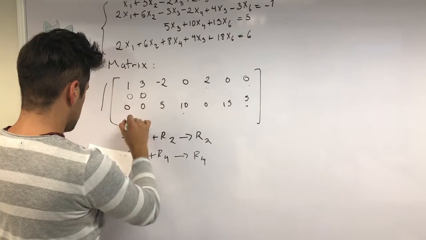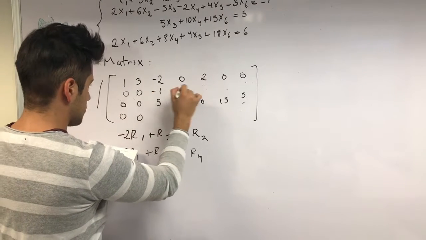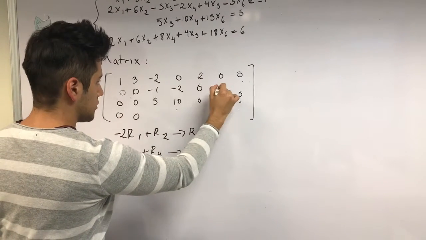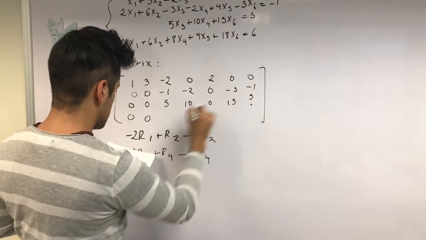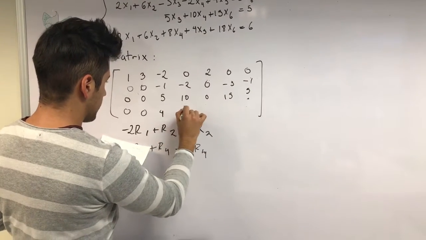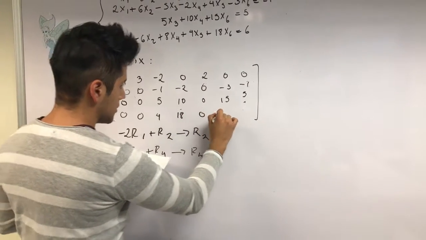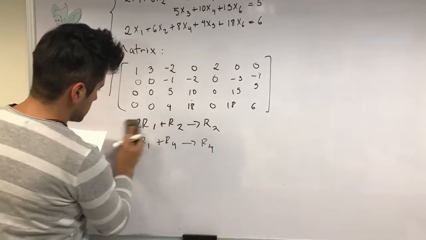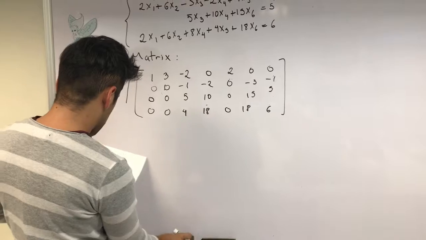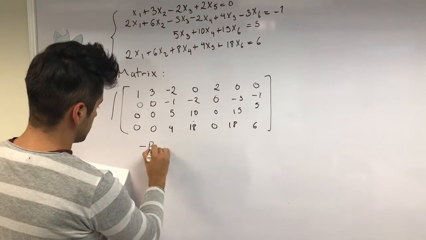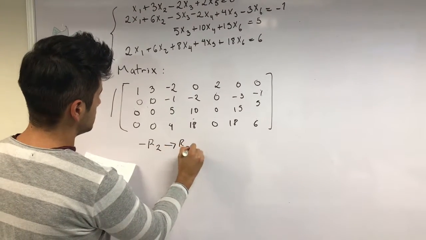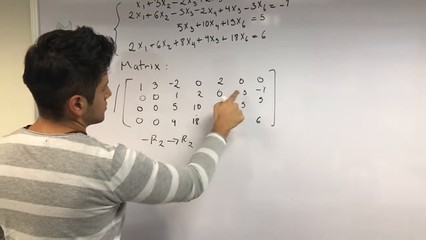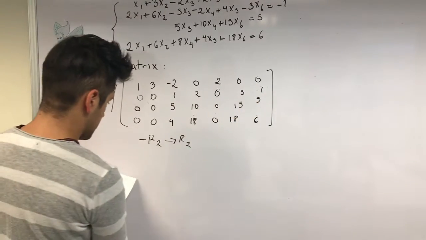Giving us the result: minus 1, minus 2, 0, minus 3, minus 1, and here 4, 18, 0, 18, and 8. Okay, so next step we'll do minus row 2, so we'll get this.